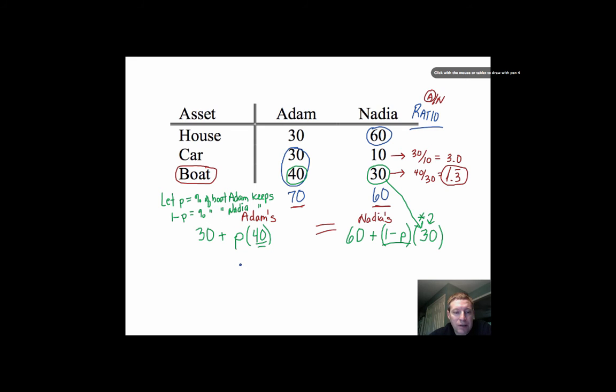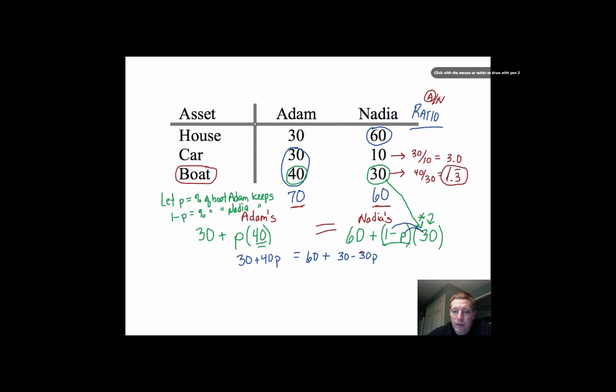Now the rest of this is just algebra. So I hope you remembered your algebra from previous years. If we do this algebraically, this is going to be 30 plus 40p on one side, equal to 60 plus, now we have to remember how to distribute, 30 times 1 and 30 times p. So that's going to be 30 minus 30p.